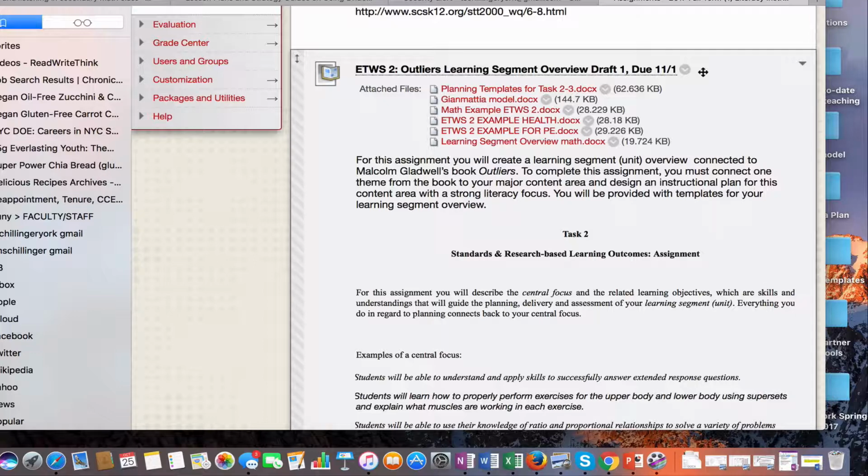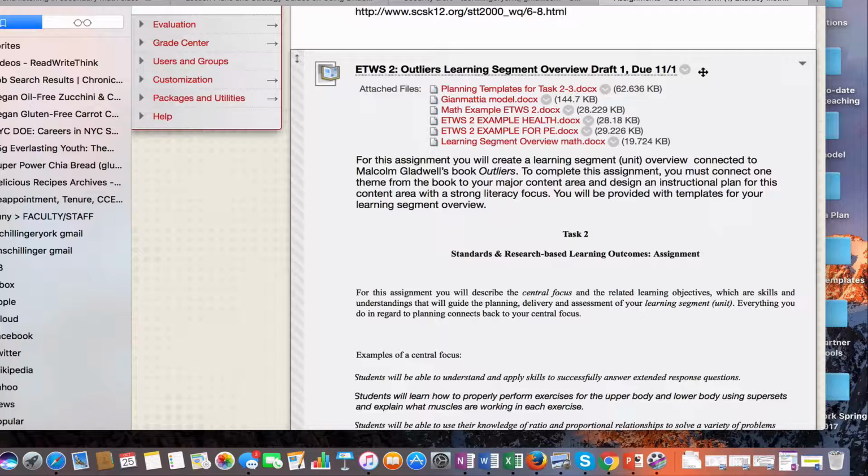Notice also that we don't call this a unit plan, although that's really what it is. It's a short unit plan, and the reason we do that is because this is practice for your EdTPA, and the EdTPA calls the unit plan a learning segment because it's short. It's 3 to 5 lessons, and that's what you're going to be creating, 3 to 5 lessons on your topic.